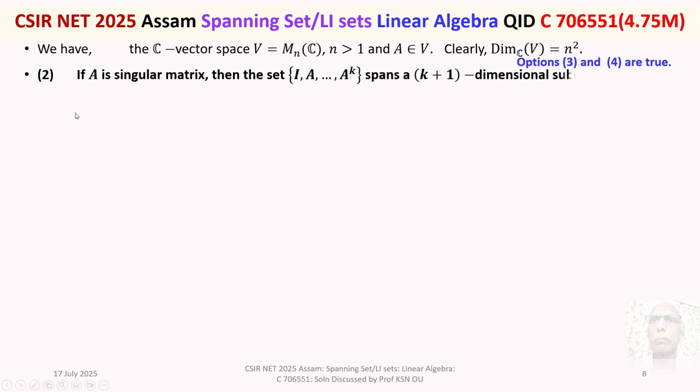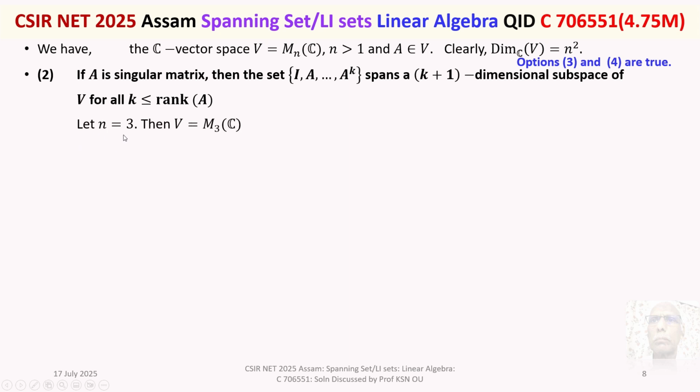Okay. We go for option 2. If A is a singular matrix, then the set consisting of I, A, etc., A to the power k spans a k plus 1 dimensional subspace of V for all k less than or equal to the rank of A. Is it true? It is not true. So, we will give you a counterexample.